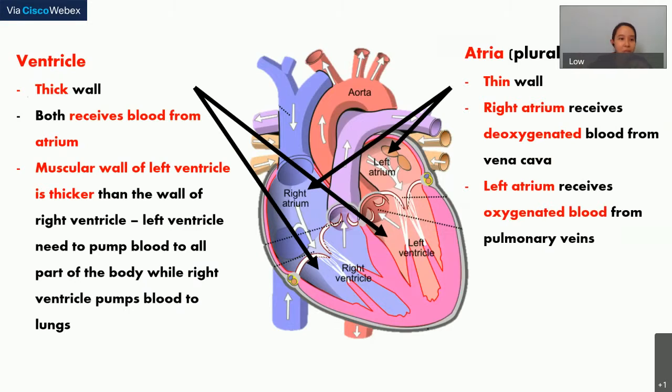The ventricle has a thicker wall than the atria. They receive all the blood from the atrium. And remember, the muscular wall of the left ventricle is thicker than the right ventricle. Why? Because the left ventricle has to pump your blood to all your body, but the right ventricle only pumps your blood to the lungs. Right?